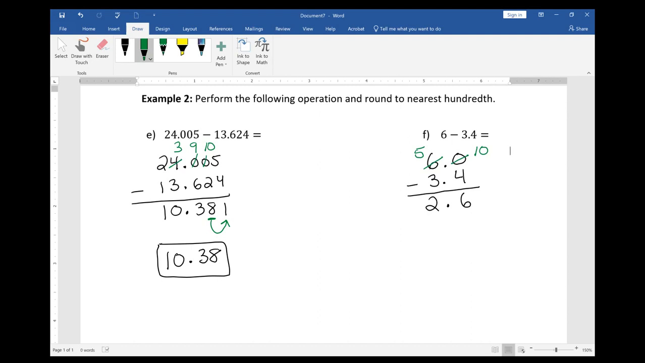Now we want to round to the nearest hundredth. That, again, is the second digit to the right of the decimal point, which will be this one. In that case, that would be a 0. Look to the number to the right. That would be a 0. So everything will remain the same. So our rounded result will be 2.60.